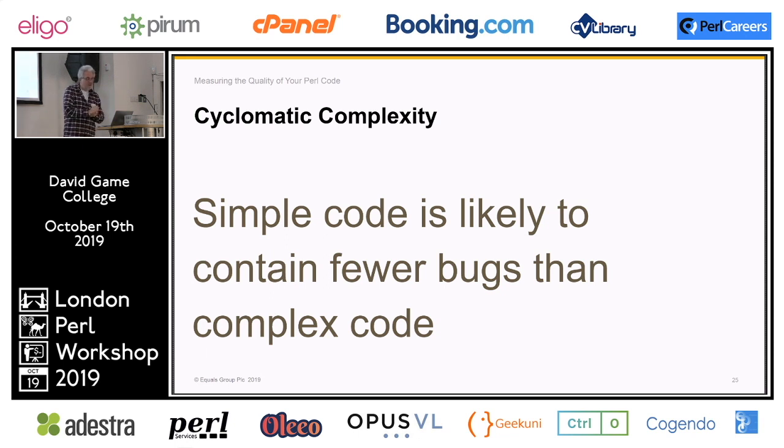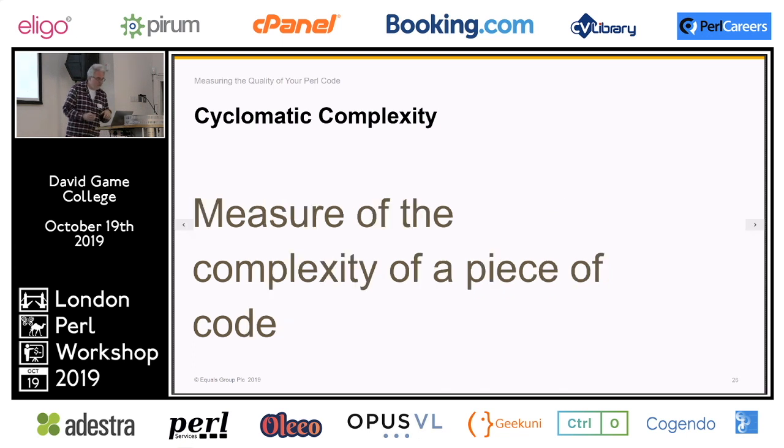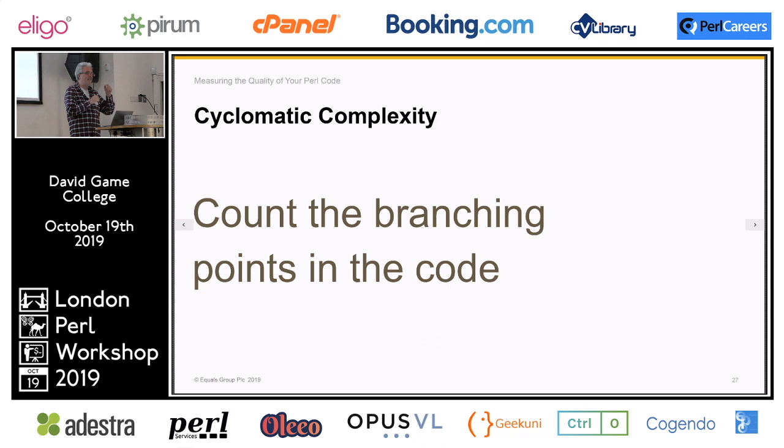cyclomatic complexity, because simple code is likely to contain fewer bugs than complex code. As I said, Curtis Poe will argue with that, but I still think it's worth measuring. Some people might not be familiar with the concept of cyclomatic complexity, so just to dig into that a little bit more, basically what we're doing is measuring the complexity of your code. You do that by basically counting the branching points in the code. So code that's got loads of ifs and loops and things like that is more complex than code that just goes straight statement by statement.